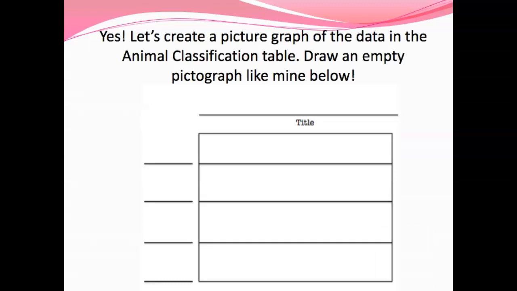Okay, so I want you to pause here and create a table, a graph kind of like mine. You need to make sure you have 4 areas for your categories and an area for your title and then a main area for your graph. Go ahead. When you're ready, click play.